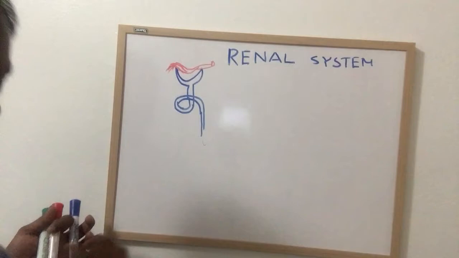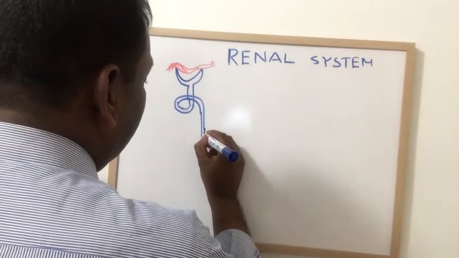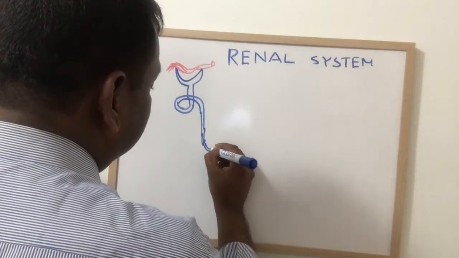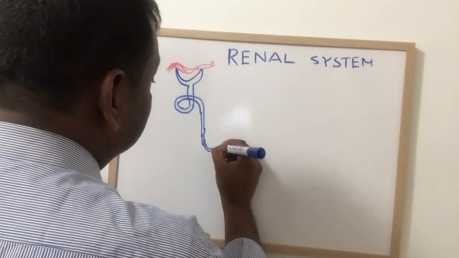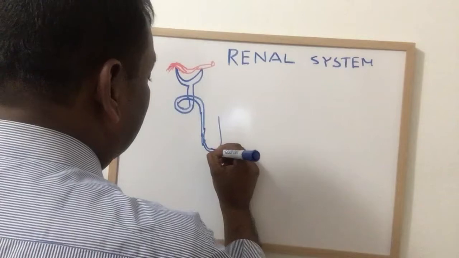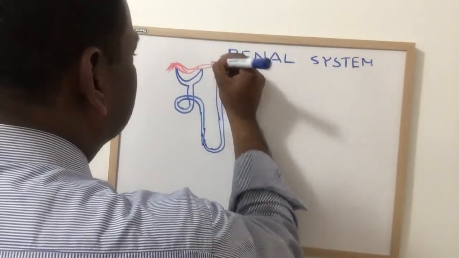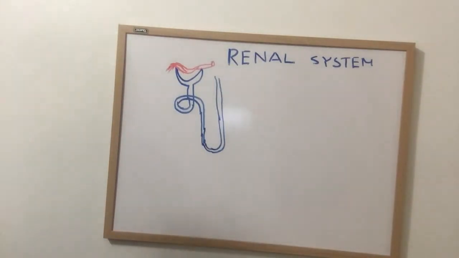Tubule. It goes down like this. This is the tube. This is loop. Loop gets exactly back to near the efferent artery.